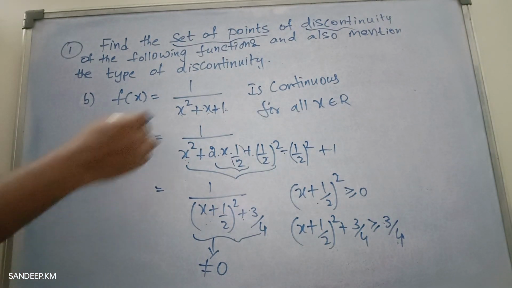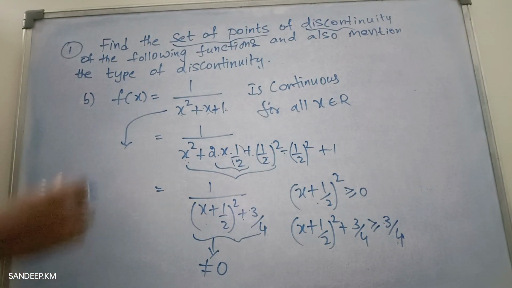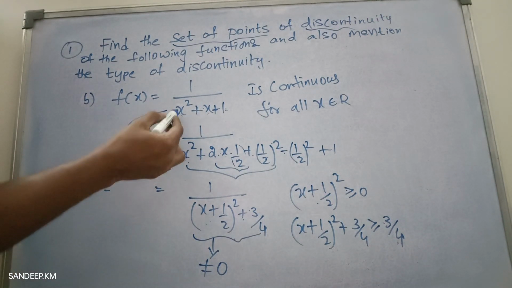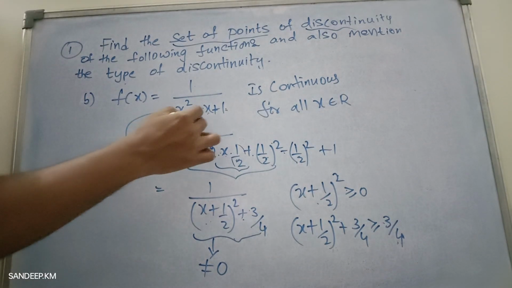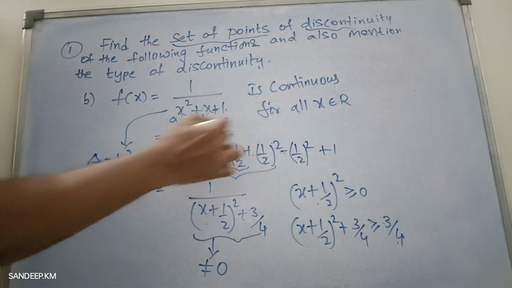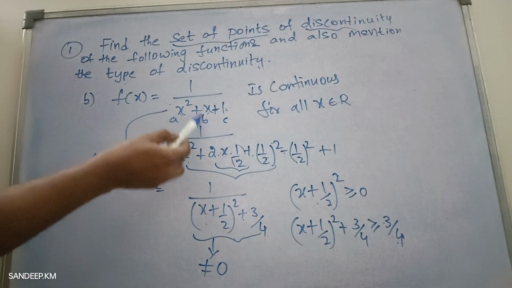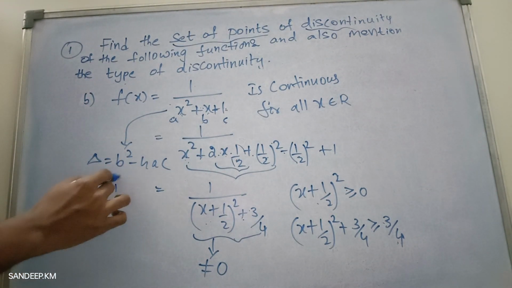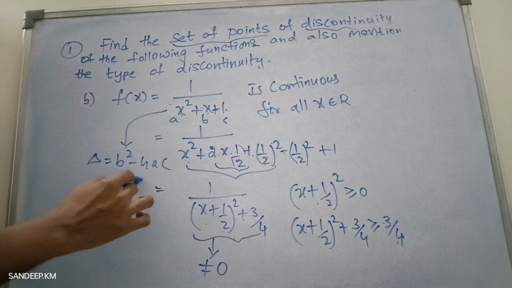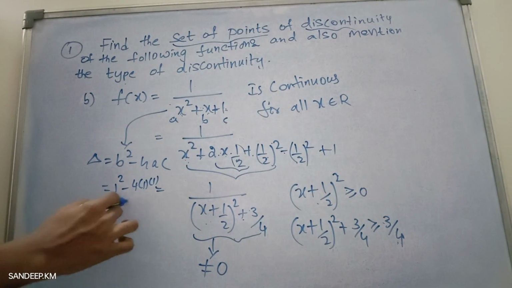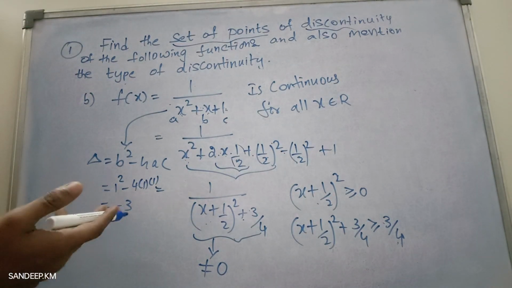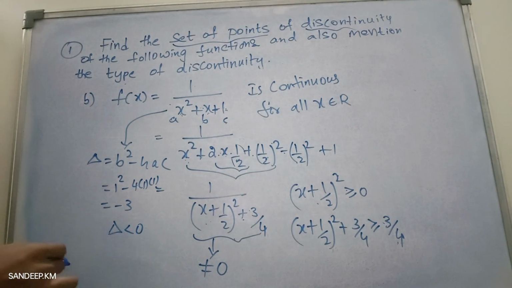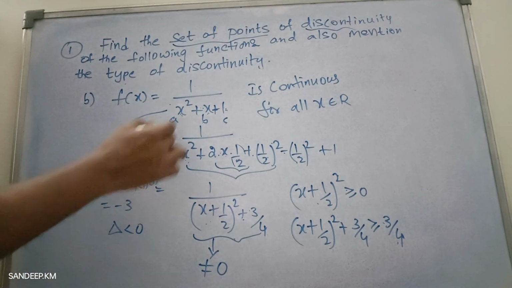We can also use a discriminant, delta. Delta is b square minus 4ac. a is the x square coefficient, b is the x coefficient, and c is the constant. a is 1, b is 1, and c is also 1. If you substitute the a, b, c values here, we get 1 square minus 4 into 1 into 1, which means minus 3.